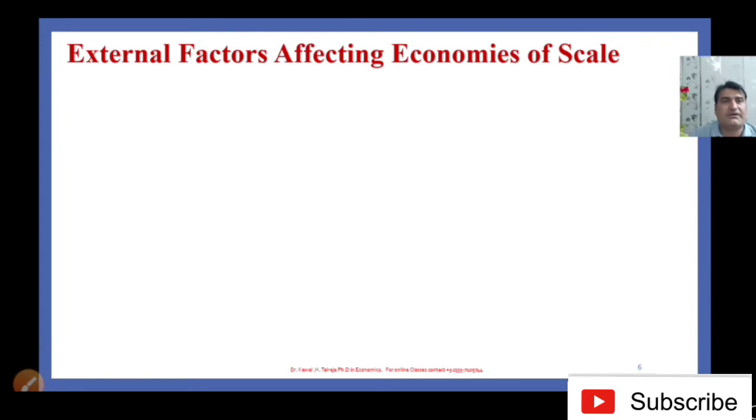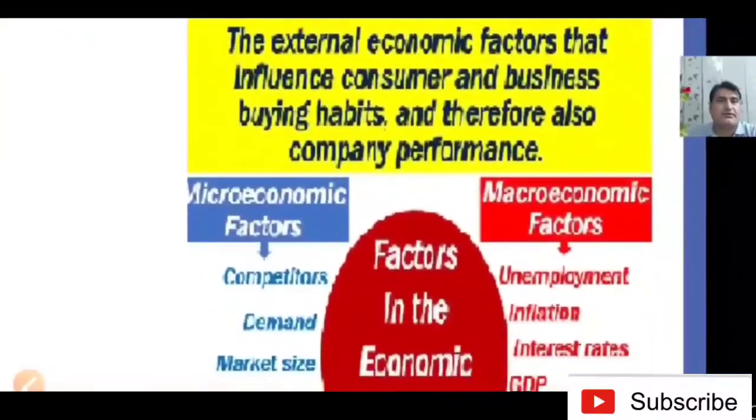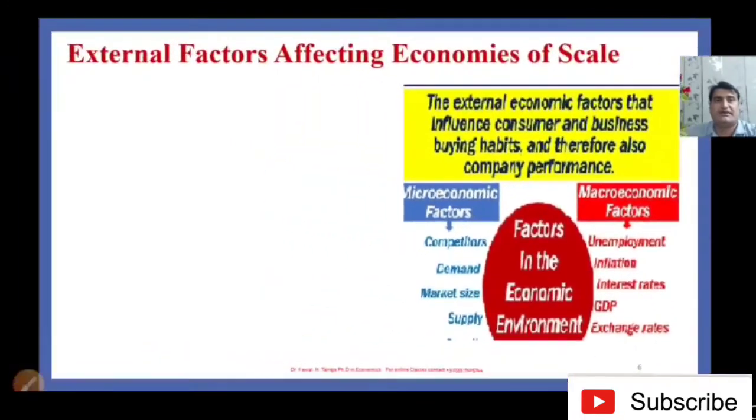What are the external factors affecting economies of scale? External economic factors influence consumer and business buying habits and therefore also companies' performance. So what are the microeconomic and macroeconomic external factors? The microeconomic factors are the competitors, demand, market size, supply and number of suppliers, whereas the macroeconomic external factors are unemployment, inflation, interest rate, GDP and exchange rate. So these factors may affect the economic performance.